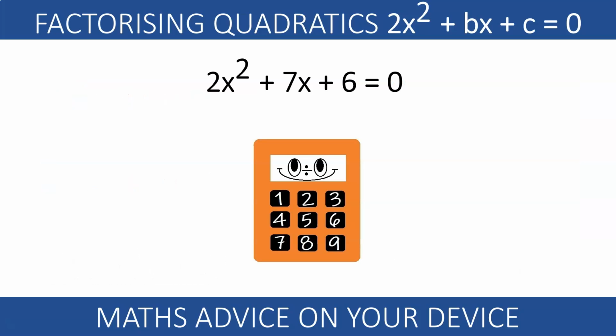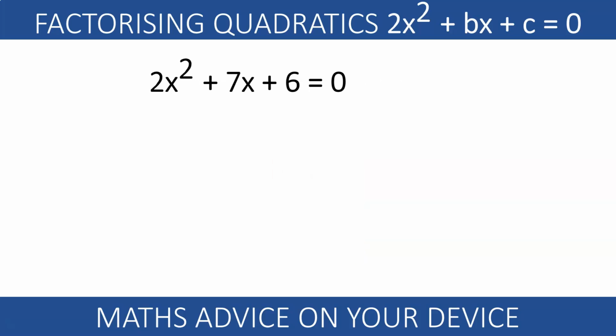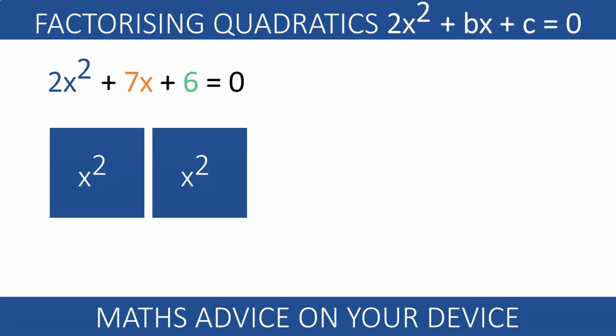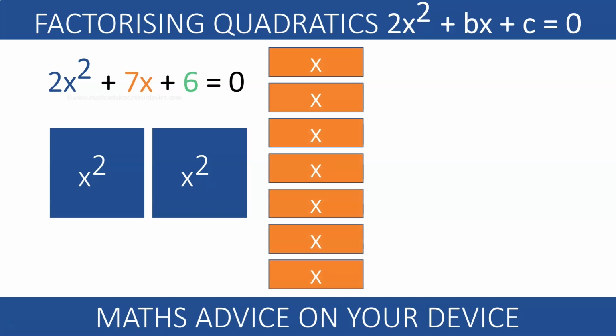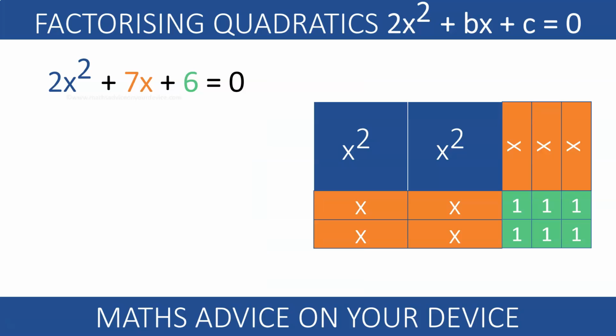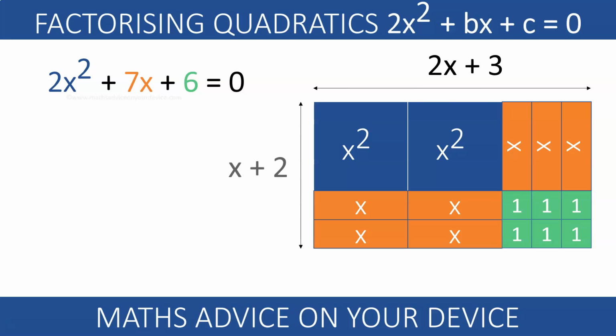So what about the quadratic with leading coefficient 2? This quadratic can be visualized using the area of 2 squares x by x, 7 rectangles with dimensions 1 by x, and 6 squares 1 by 1. All we have to do is rearrange these shapes and see whether or not they can fit into a perfect rectangle. If this is possible, the quadratic can be factorized. You can fit all the pieces into a perfect rectangle, base 2x plus 3 and height x plus 2.